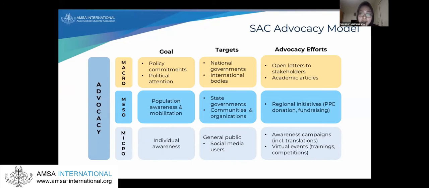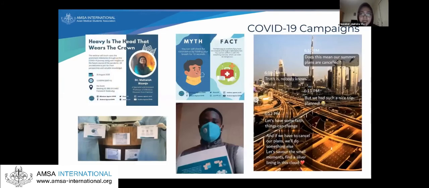We do several regional initiatives. Currently we have one in Detroit, and we're also working on more activities in Indonesia, Pakistan, etc. Here we do PPE donation and fundraising. And while we focus more on meso and micro level intervention, we also try to advocate to policymakers by sending open letters in collaboration with other partners, as well as publishing several academic articles in journals. So this is our COVID-19 campaigns.